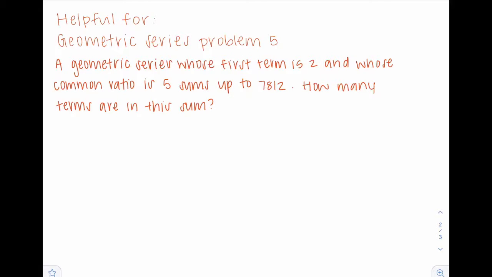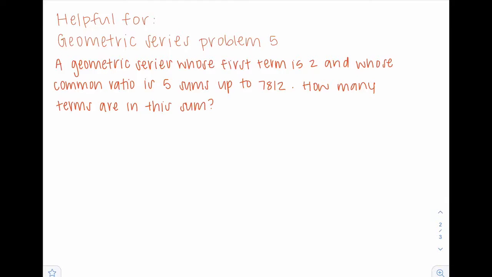Okay, so this last problem that we're going to work out is similar to number 5 on your geometric series homework. So the problem we have is a geometric series whose first term is 2 and whose common ratio is 5 sums up to 7,812. How many terms are in this sum? This is set up a little bit differently than a lot of the other problems you've done because we're not finding the sum, we're going to find the number of terms.